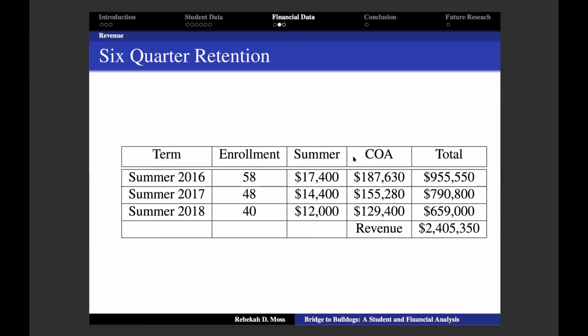and it's listed to be $3,235 for full-time tuition and fees. So we used that times the enrollment. And then I did the summer quarter plus 5 regular quarters, which would be 6 quarters of retention, to get the total for each summer class. Added all of those together, and it gave an estimated revenue of $2,405,350.